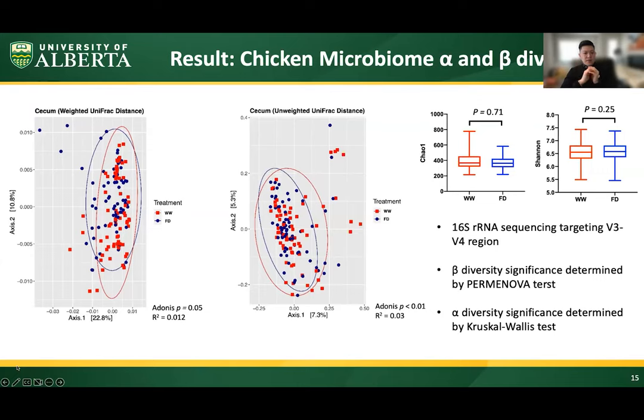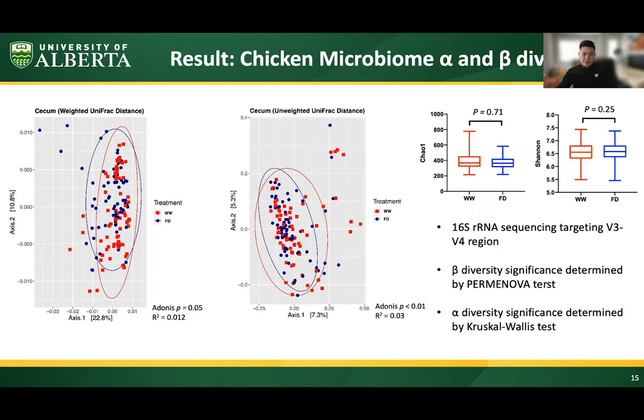Our results showed that the cleaning method had a modest but significant effect on the chicken gut microbiome, and the different treatments explain about 0.2% of the gut microbiota differences, as we can see here indicated by the R-square.